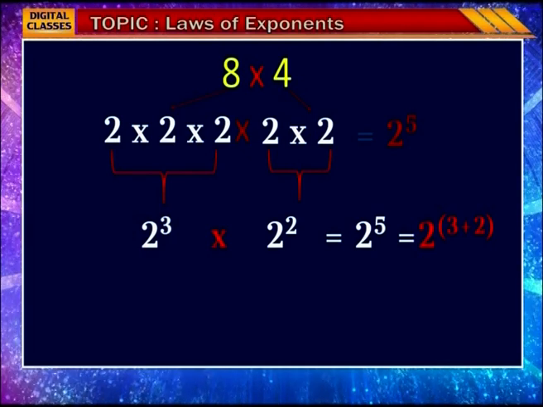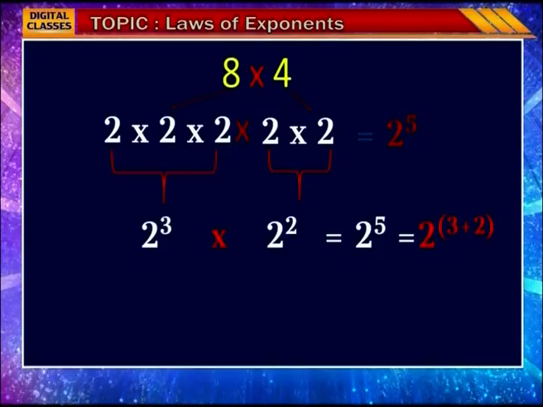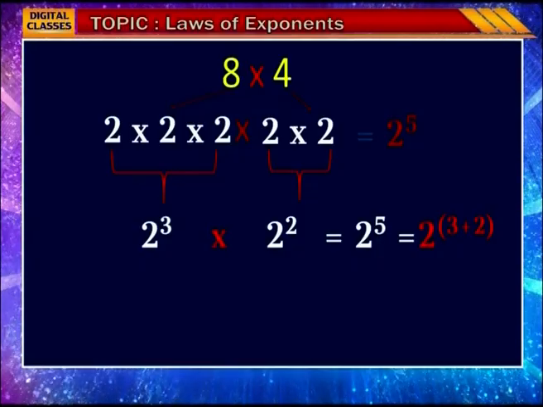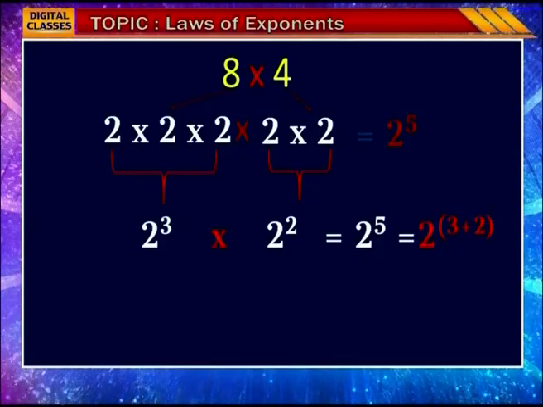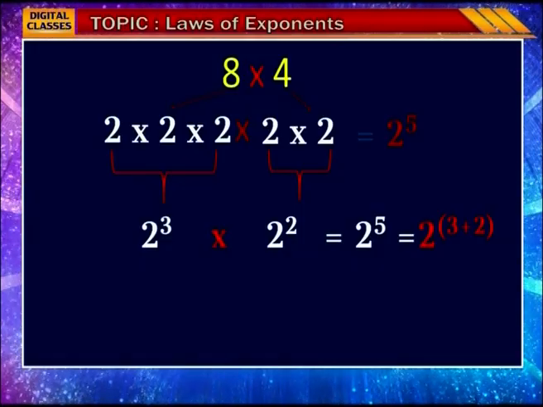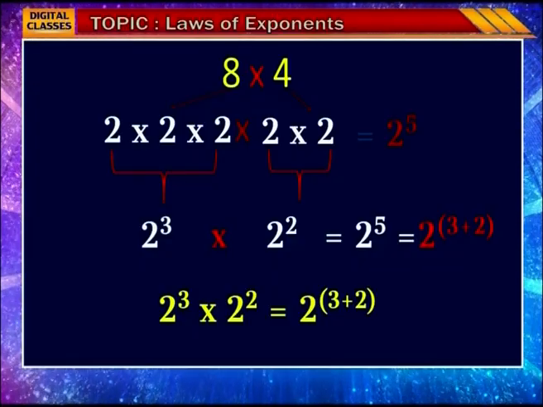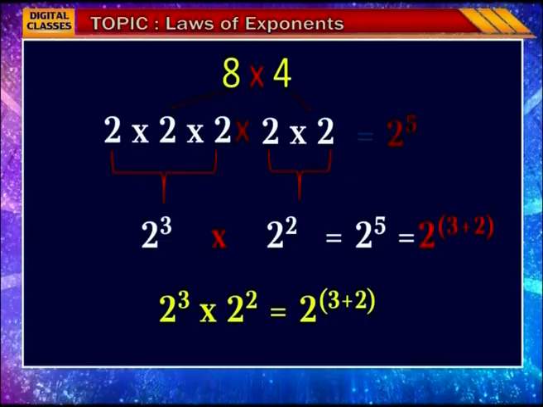So we will make it equal to 2 to the power of 5. So how did you get the 5 here? See here. We get this 5 when we add this 3 with 2. So therefore 2 to the power of 3 into 2 to the power of 2 is equal to 2 to the power of 3 plus 2.